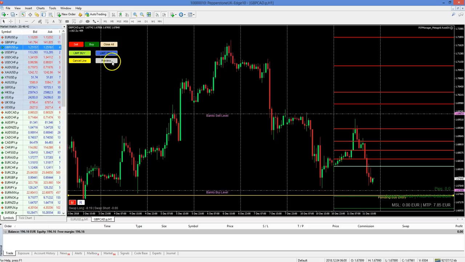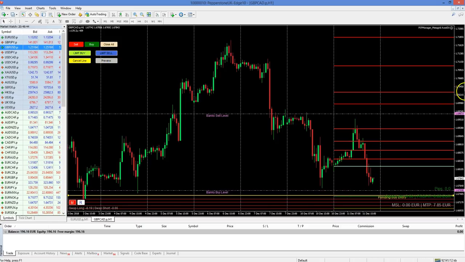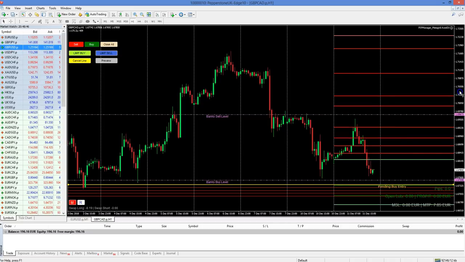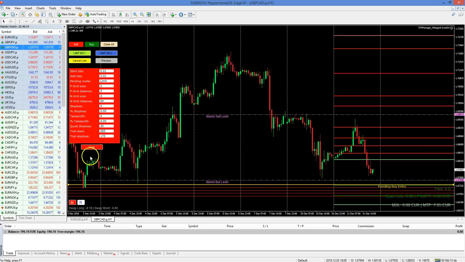If you click on preview, we can see this is the grid the EA wants to trade, and you can see the EA placed the grid perfectly between these two green lines. And of course, if you want to, you can change it. You can see the EA chose 4 grid lines in a distance of 9.4 pips between every buy line here.